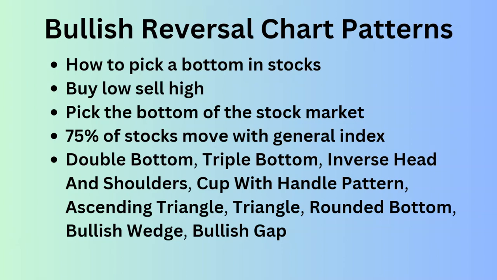The stock market meaning the NASDAQ Composite, the S&P 500, and the Dow Jones. This is the stock market general index. And if you're able to pick a bottom in the stock market, because 75% of stocks move with the general market, you will be able to spot a lot of stocks that are shooting higher. For example, if the S&P 500 bottoms, guess what? The Apple stock will also bottom and most likely go up. And along with it, 75% of the stocks.